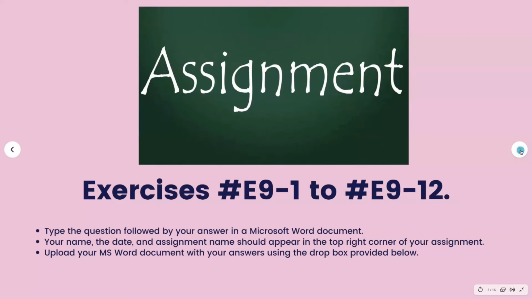So what I have done here for you is summarize your assignment: you are to complete exercises 9-1 through 9-12. You want to make sure that you type the question followed by your answer. You can use the Microsoft Word document, you can use Excel, you can use a combination. I'm okay with that. Don't forget to include your name, the date, and the assignment name in the upper right-hand corner of your assignment.